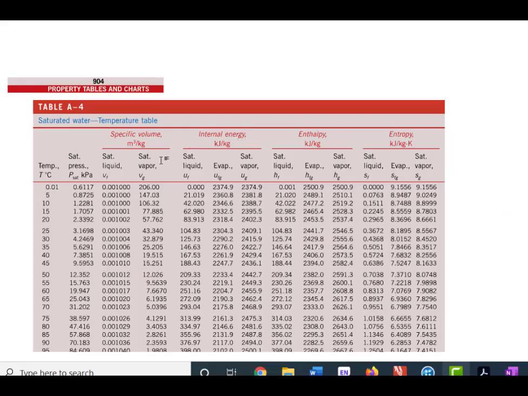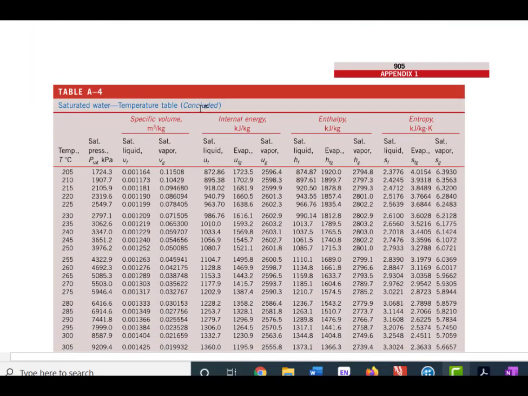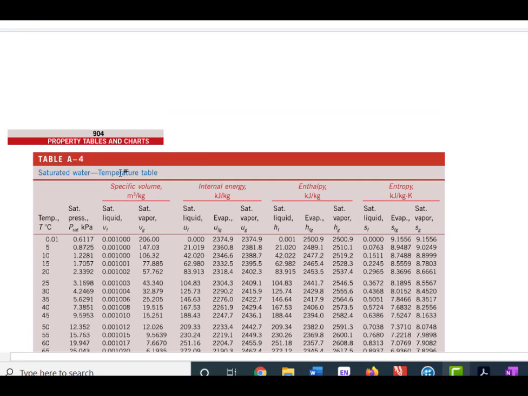Here you can see the different tables which we can use to find the properties for water with different characteristics. These tables can also be found at the end of your essential textbook. I will upload them in Kalam, and you can easily download the PDF file for these tables and use them to find the thermodynamic characteristics of water, especially for this chapter.